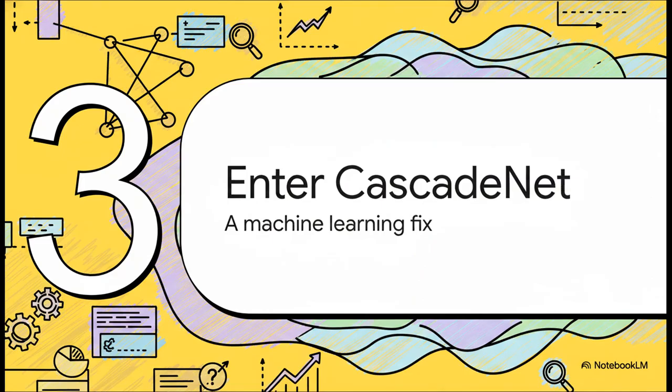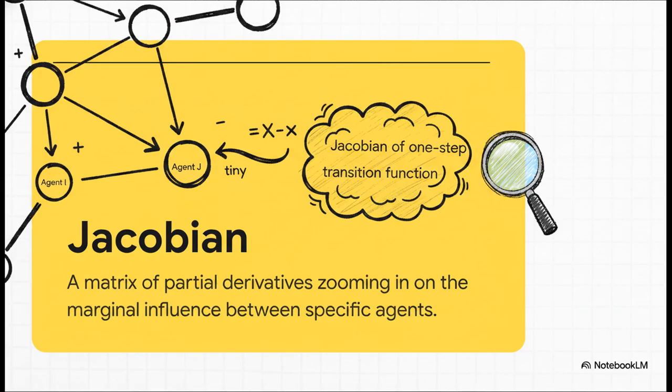Enter CascadeNet. To completely avoid this trap of having to guess, MIT researcher Lei Huang developed a brilliant new machine learning framework called CascadeNet. Instead of forcing a rigid model onto the data, CascadeNet targets something called the Jacobian. Now, mathematically speaking, that's a matrix of partial derivatives. But practically, think of it as a superpowered mathematical magnifying glass. It zooms right in on the marginal influence between any two specific actors.